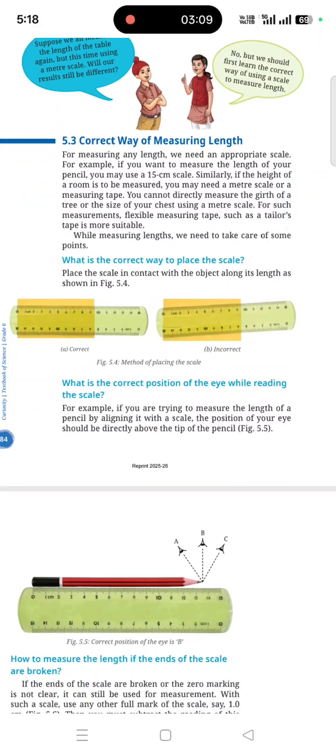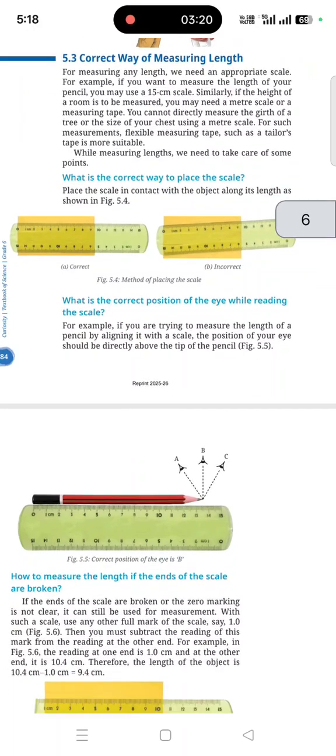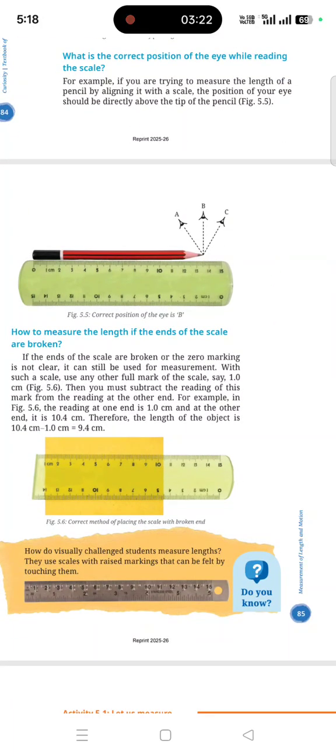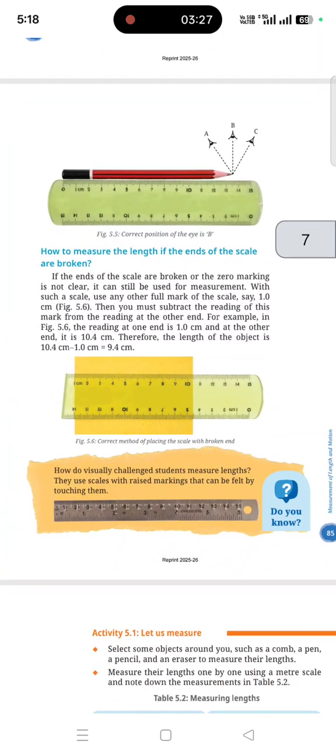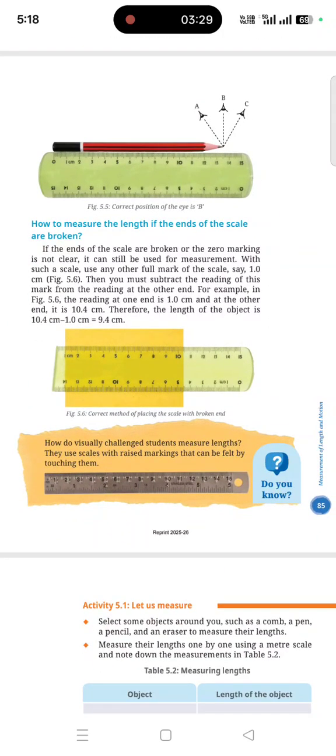We can observe both are 9.5 only generally, but how do we say that it is wrong? It is actually a wrong way, because in some cases it will lead to decimal measurement mistakes, so it will lead to a deficiency in accuracy. Okay, next, let us see how to measure length when the end of the scale is broken.